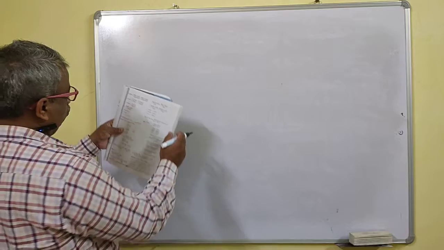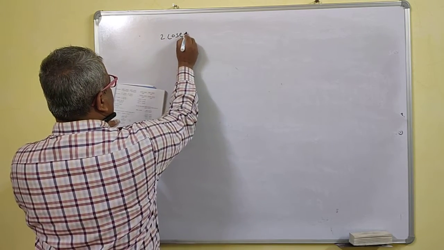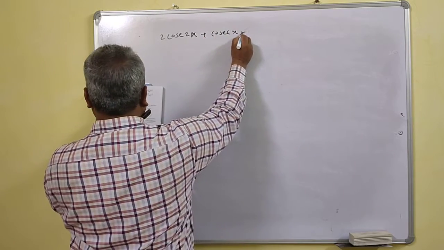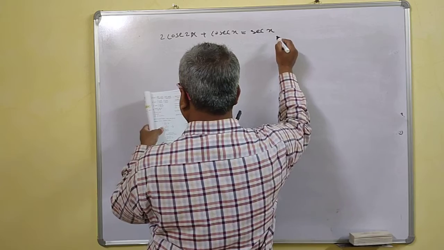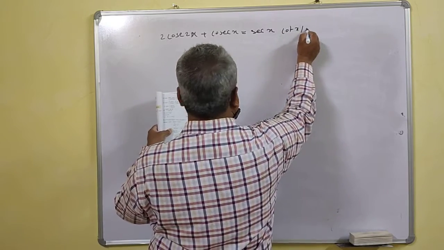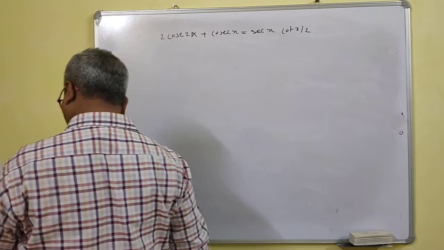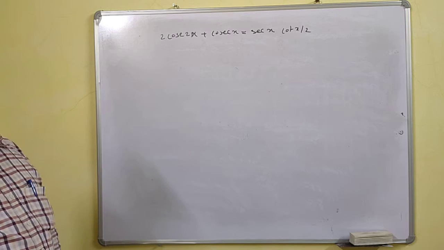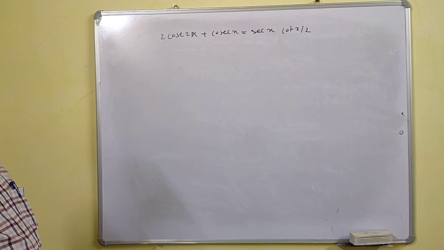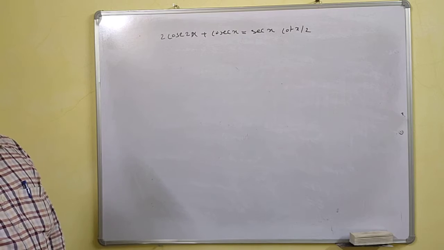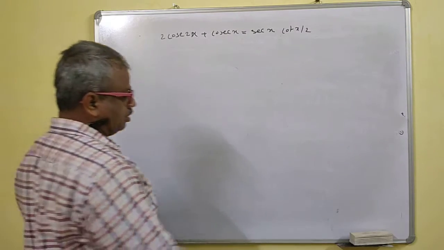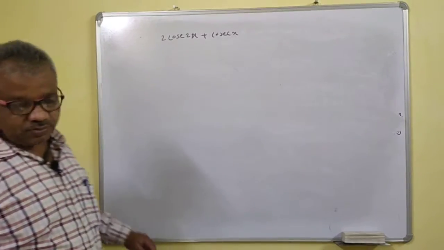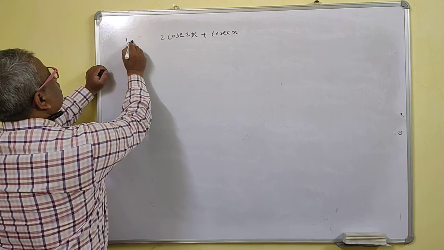Prove that 2 cosec 2x plus cosec x is equal to sec x cot x by 2. Just go on writing, everything will be easy now. So we'll start from LHS. Now see, x by 2 is there, right? So somewhere you need to apply the half angle formula.